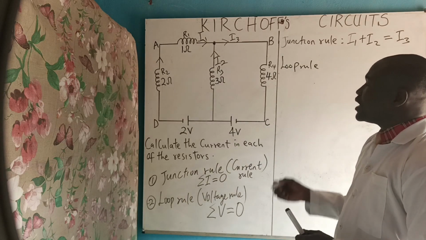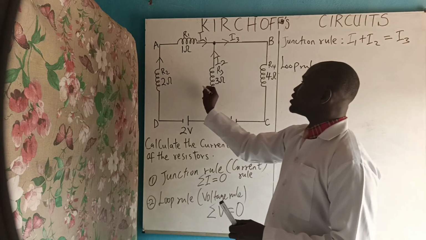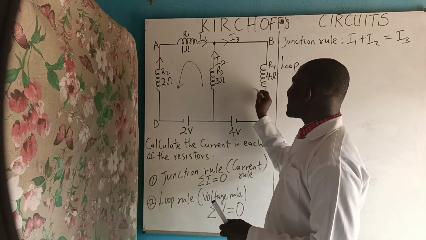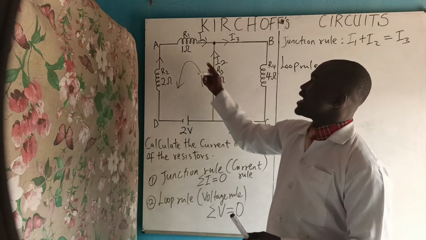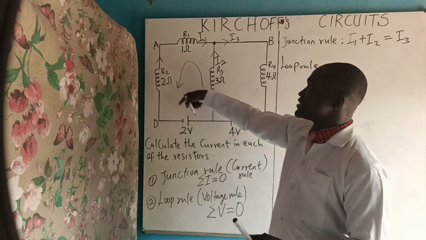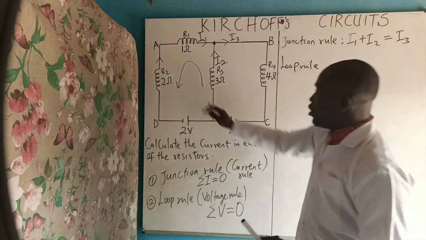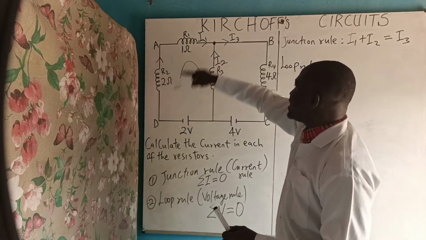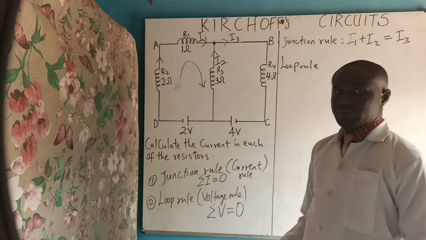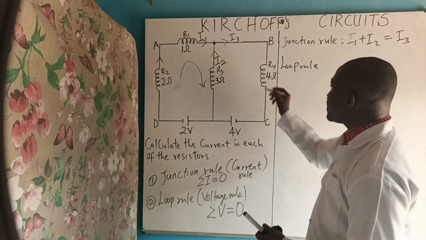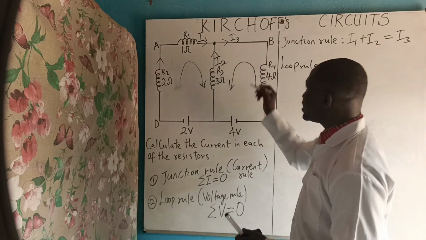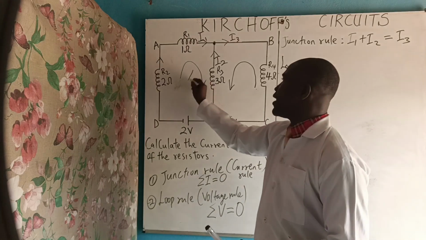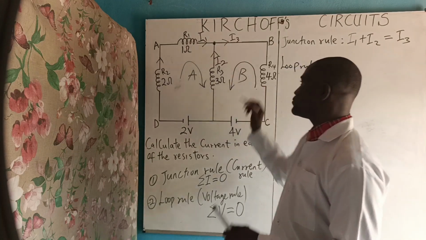In the loop rule, you have to assign a direction to each loop, of any direction you want. If I assign it like this, it's my choice. It's not a must that you assign it one way. If I assign it like this, it's my choice. Also, if I assign this one like this, it's also my choice. So we have been able to get loop A and loop B.